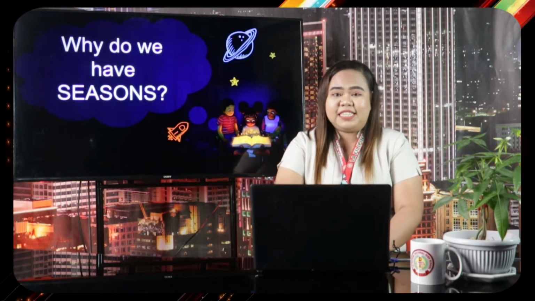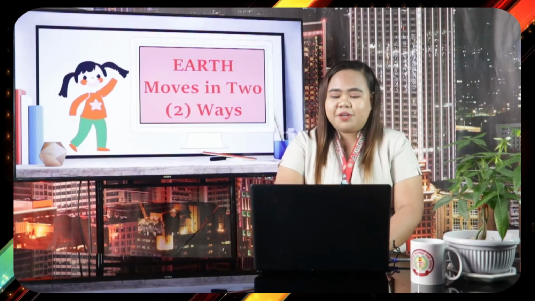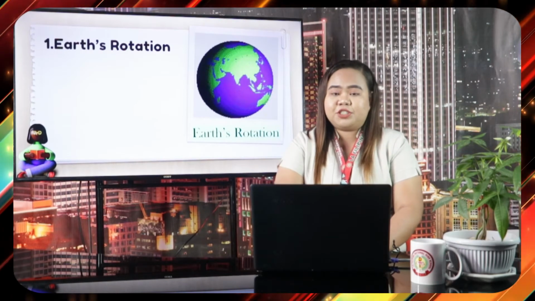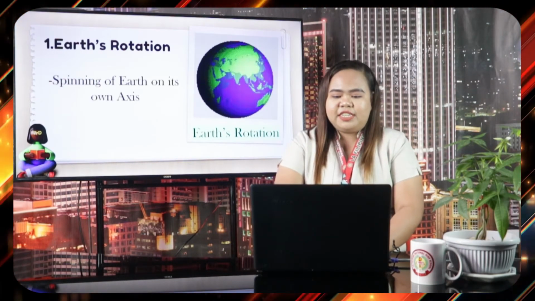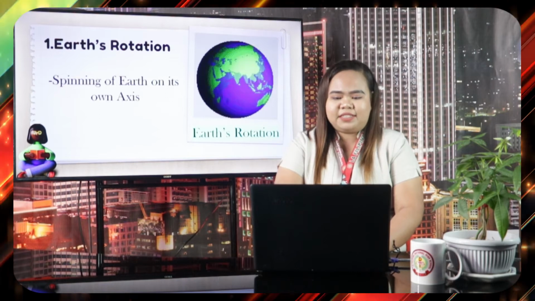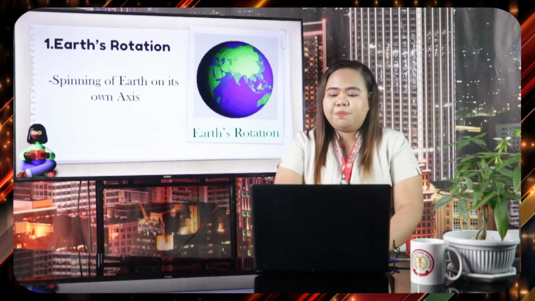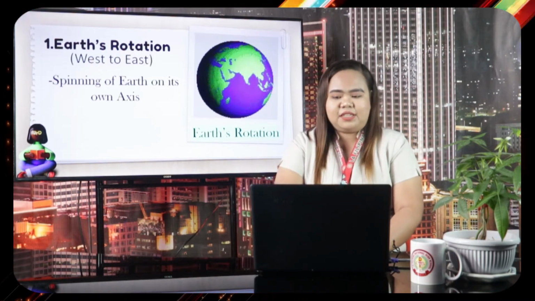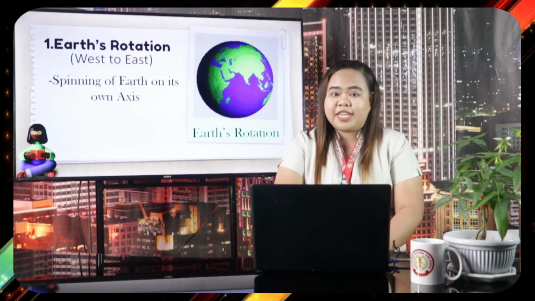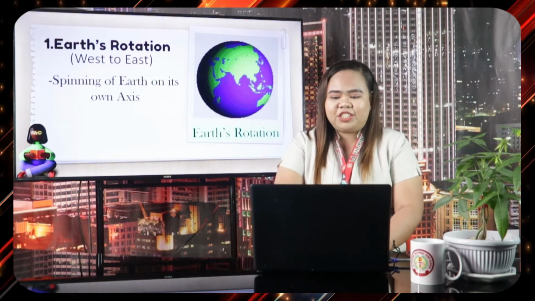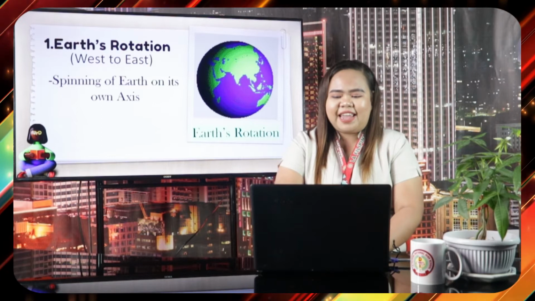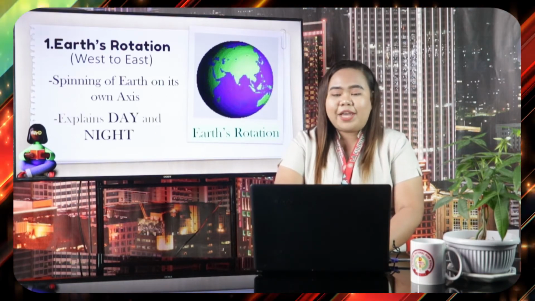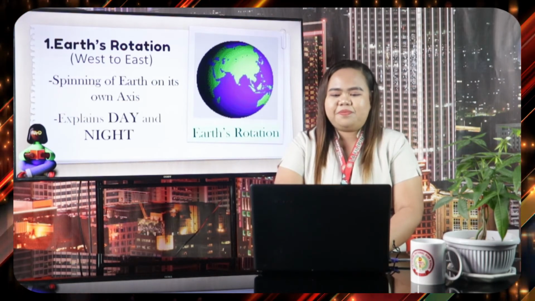Why do we have seasons? Remember that the Earth moves in 2 ways. The first one is the Earth's rotation. Rotation is the spinning of the Earth on its own axis. When viewed above the North Pole, the Earth rotates counterclockwise from west to east. This is also called prograde rotation. Because of this rotation, we see the sun rising every day in the east and setting in the west. It also explains why we have day and night.